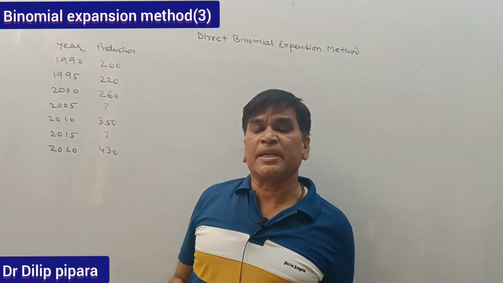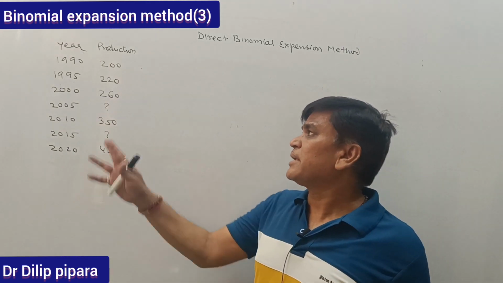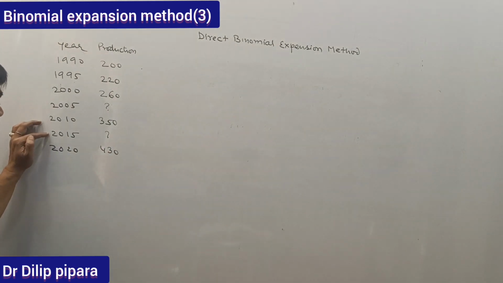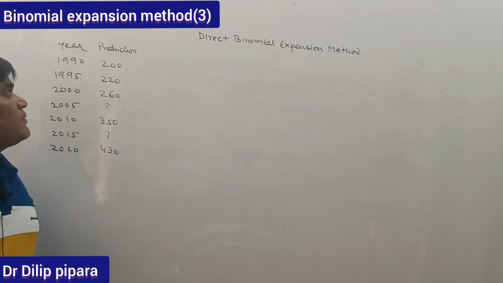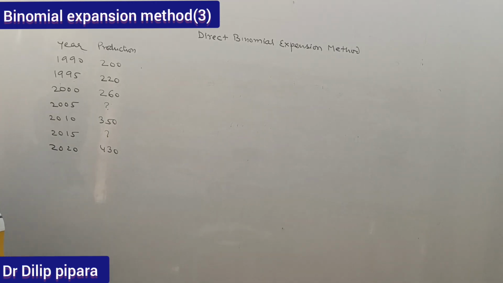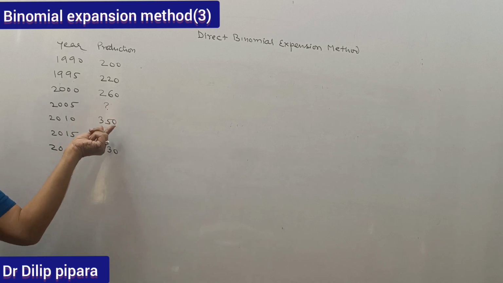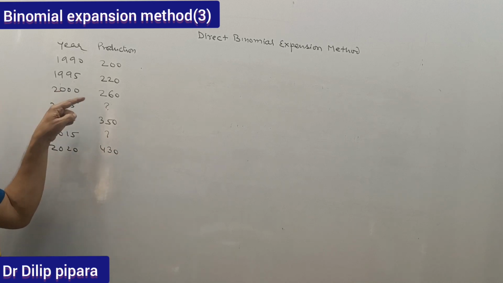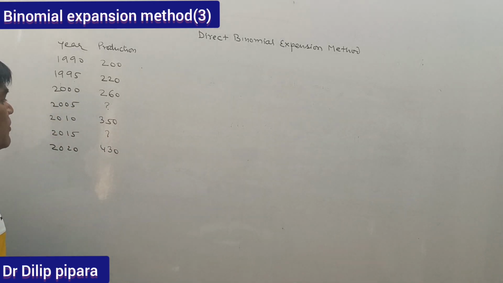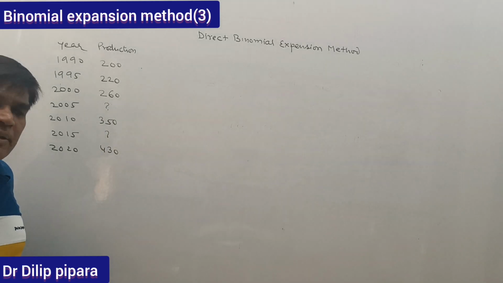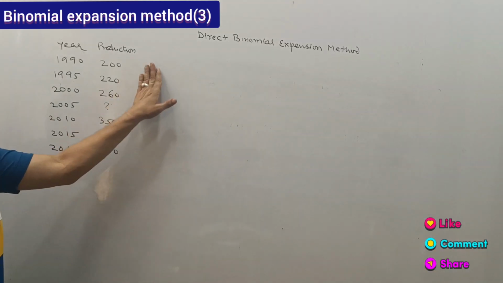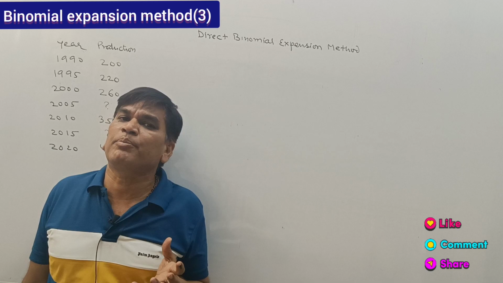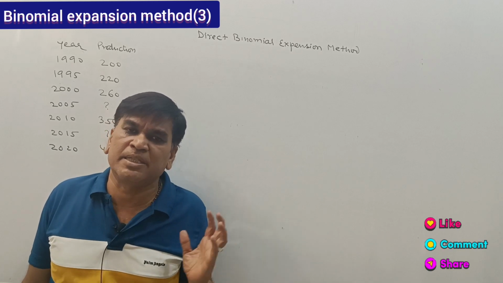So we have taken an example. The years given are 1990, 1995, 2000, 2005, 2010, 2015 and 2020. The production values given are 200, 220, 260, one is missing, 350, then another is missing, and 430 is given. So we have two missing values. In 2005 we don't know the value, and in 2015 we don't know the value. So in case of two missing frequencies, how we can calculate the two missing values with the help of the binomial expansion method, we will learn in this video.